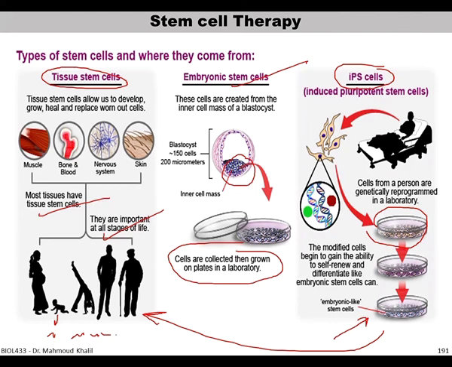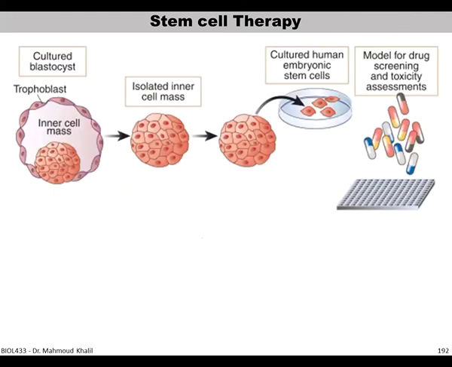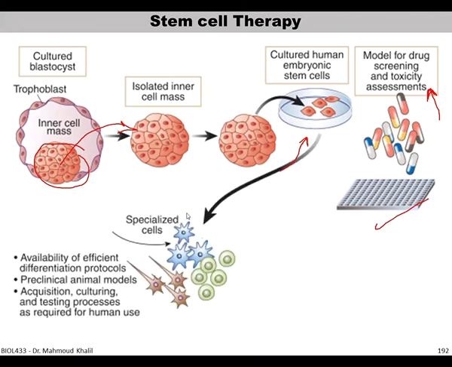So you can see here that they take the blastocysts, they culture it, they isolate the inner cell mass, and culture human embryonic stem cells, and they can model and screen these stem cells for drug screening and toxicity assessment. Once they have specialized, they are able to differentiate. Actually, a lot of types of cells can be differentiated from stem cells.